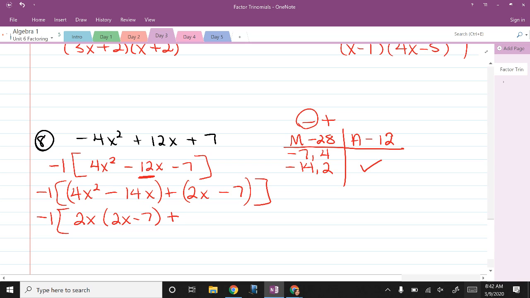What's my GCF in the next group? Yeah, they're both primes, and only one of them has an x, so the GCF is 1. And if the GCF is positive, trying to write a 1.